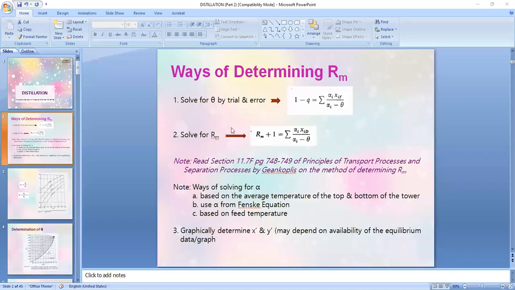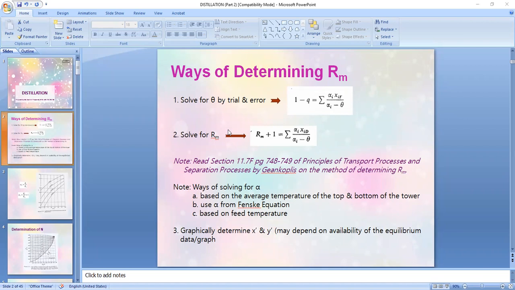Okay, so we are now on the second part of the module on distillation, and this is the second set of slides. Now, the first one was focused on the use of the graphical technique in determining the number of stages for our distilling column. It also gave you the introduction to distillation and the necessary material balance equations that you will be using.